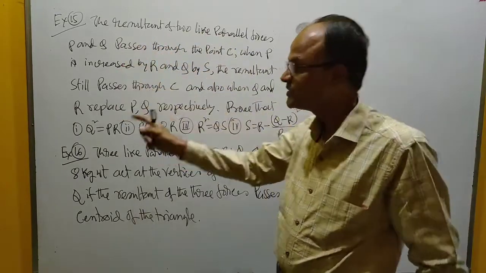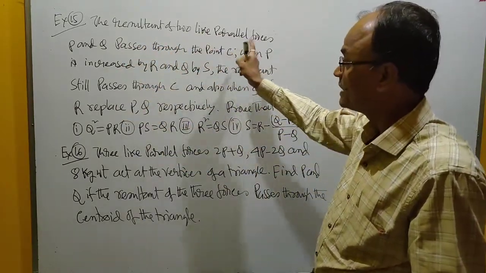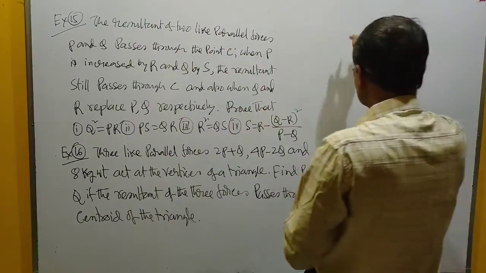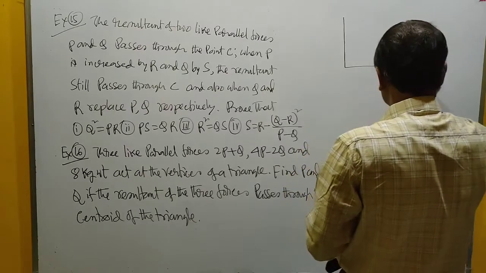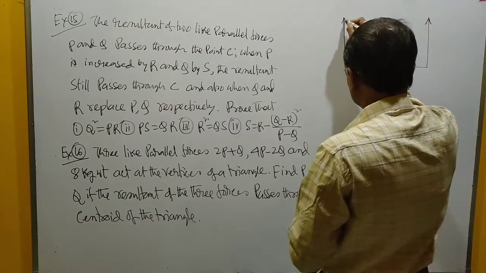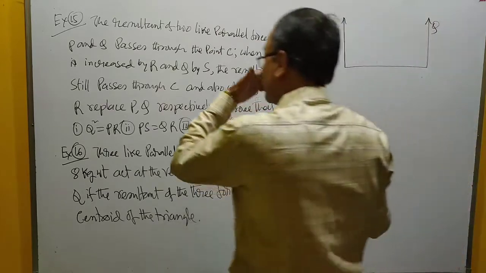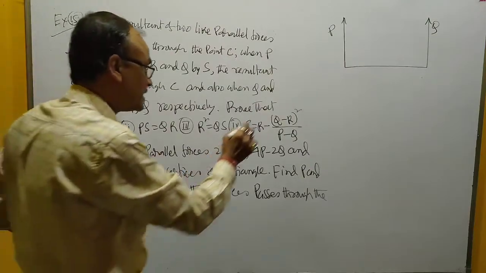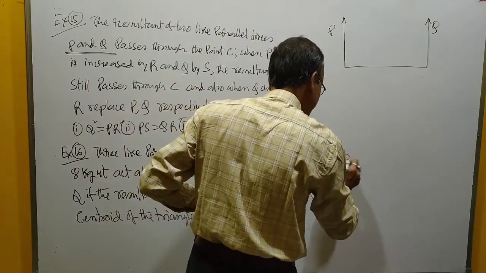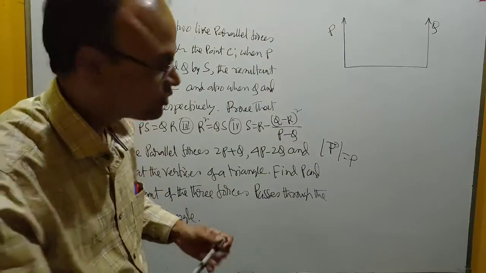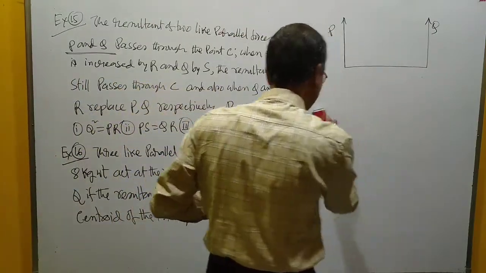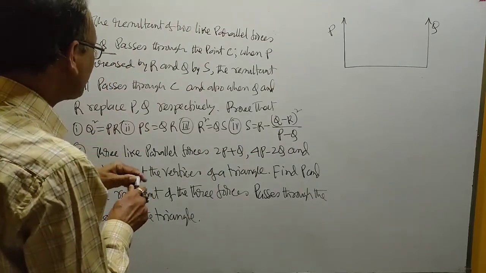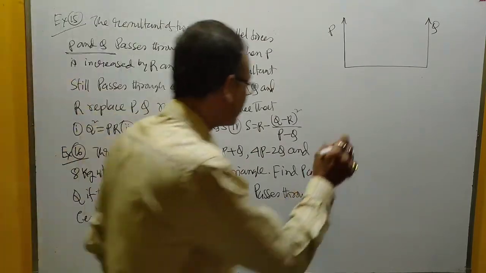See question number 15. The resultant of two like parallel forces P and Q passes through the point C. Here P and Q are the magnitudes of the forces. The magnitude is given as P and Q, and the resultant passes through the point C.